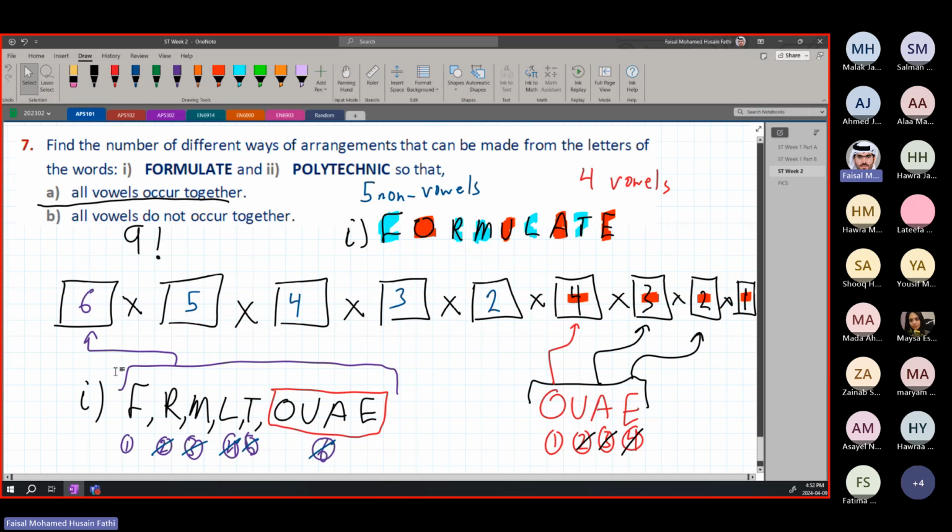Then we look at this as a whole. We have 1, 2, 3, 4, 5, 6 total components, or letters. So the first letter is going to be 6, then 5, then 4, then 3, then 2. Then we're going to reach the reserved spot for the vowels. Then the vowels will have their own order, so it can be O at the beginning, it can be O in the middle. So we're going to do the same exact thing again: 4 times 3 times 2 times 1. All right.